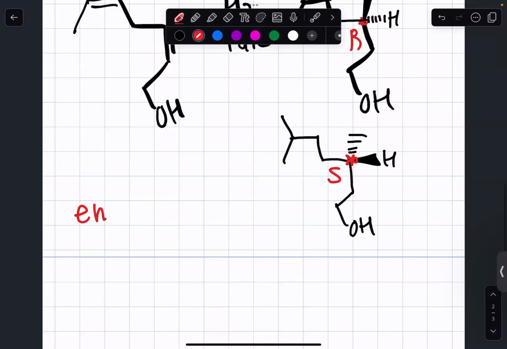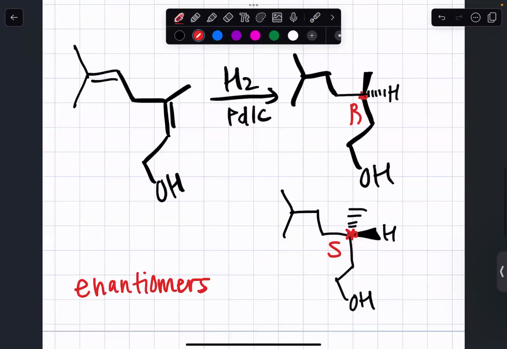Diastereomer has to have a minimum of two. Yeah, a minimum of two. That's right. It can have three, four, five, but a minimum of two. That's right.